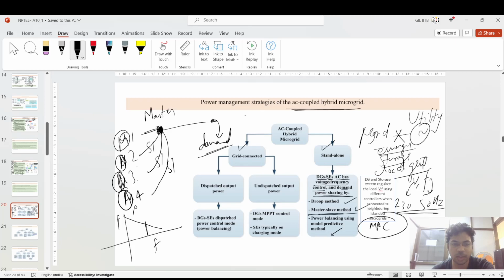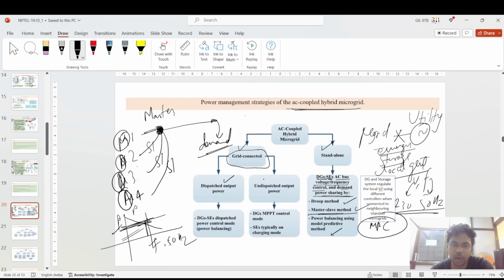Droop-based method means you have a certain power curve and frequency, and based upon the frequency, the power needs to vary for maintaining the optimal power, voltage and frequency level. Suppose you want to maintain 50 Hz, so based upon that your powers will be increased or decreased. Okay, and these DGs and the storage systems actually have different controllers connected to the neighboring islanded microgrids.